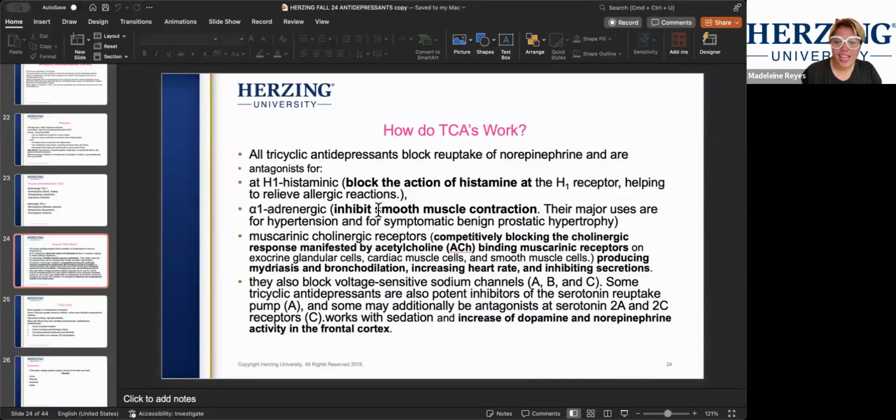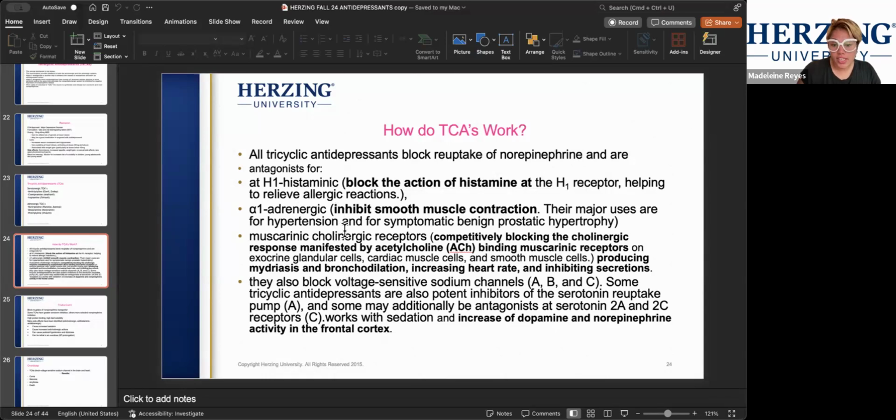The adrenergic antagonism inhibits smooth muscle contraction. This is a major use for hypertension and for symptomatic benign prostatic hypertrophy. Antagonist of the muscarinic cholinergic receptor, competitive blocking of the cholinergic response manifested by acetylcholine binding muscarinic receptors. So these are the different blockades of this type of medication.